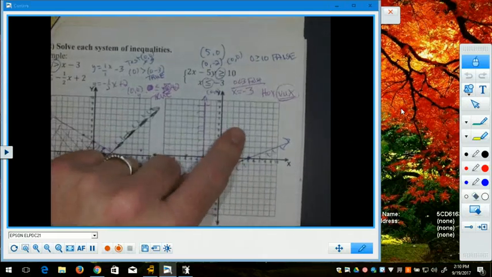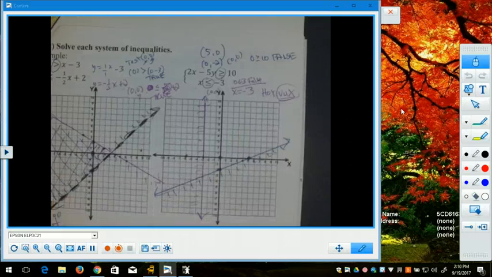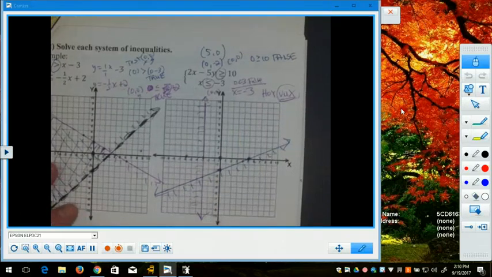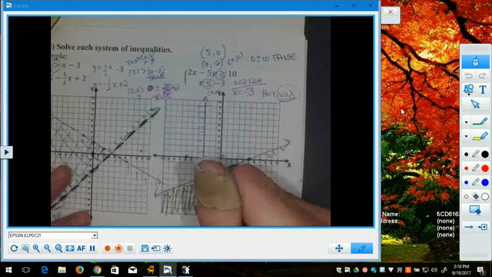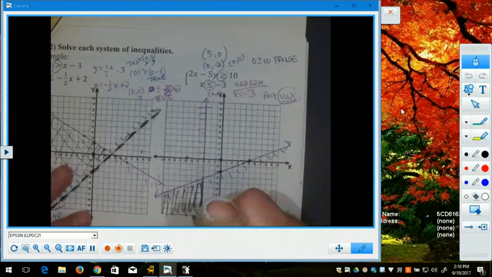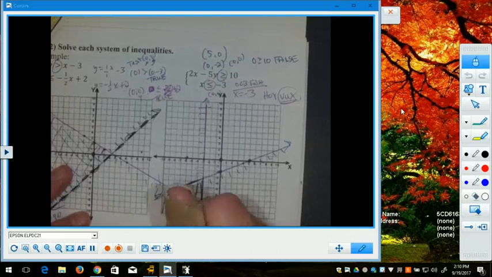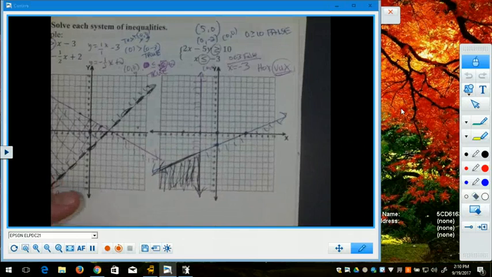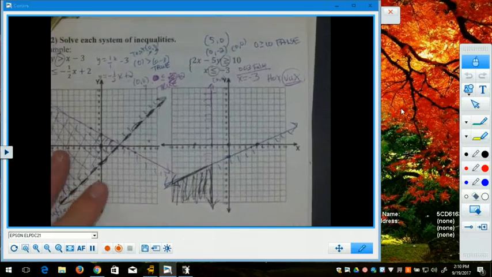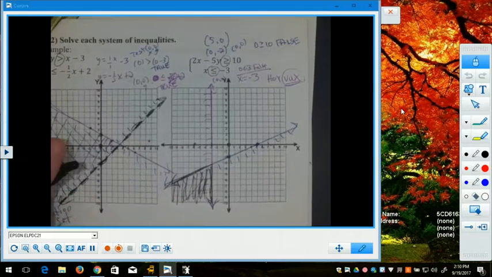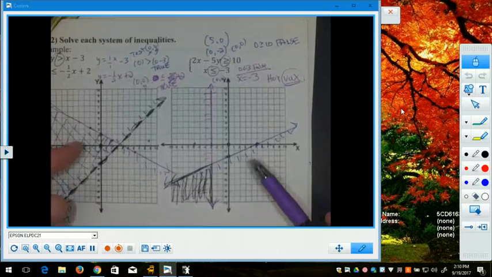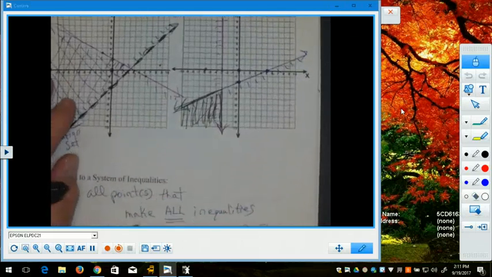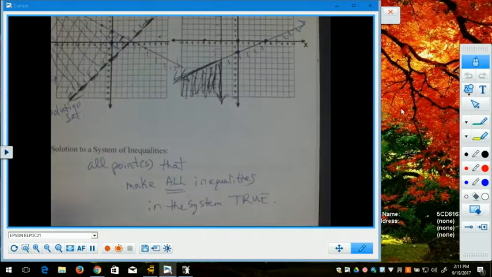Now I don't want this area because none of it will be shaded. Only this side will be shaded and only this side will be shaded. I want where the two parts meet. So everything on this piece of that purple line, everything on this piece of the blue line, and all the points between extending out infinitely will be solutions to this system. Unlike a system of equations, which has one point, at least for linear equations, that we have to list as a specific solution, a system of inequalities is all points that make the inequalities true.